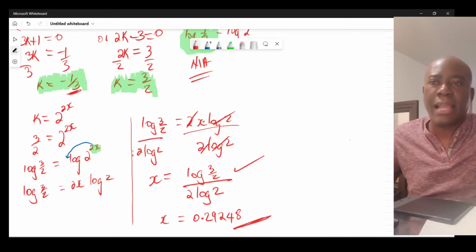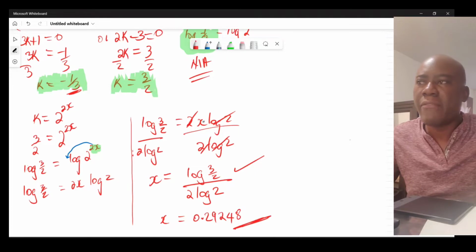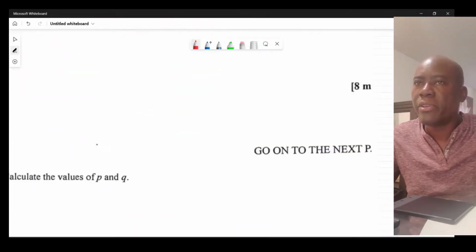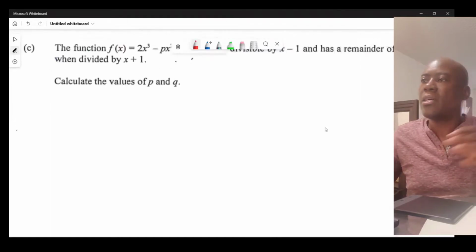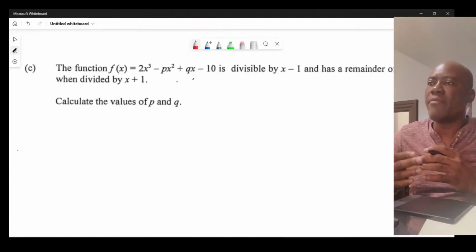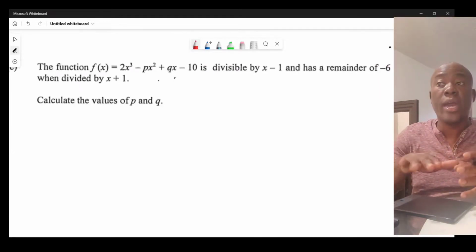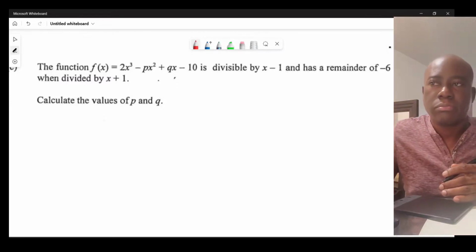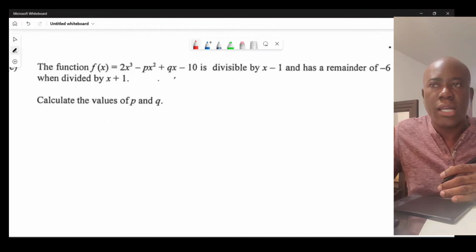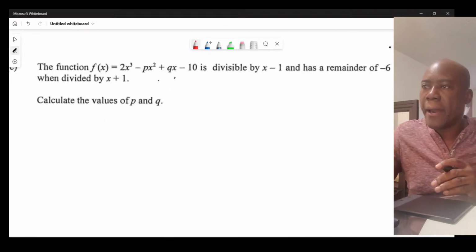All right, let's go to the last question. There's another question here that has to do with the factor theorem. So here it goes. My question says that the function f of x is equal to 2x to the third minus px squared plus qx minus 10 is divisible by x minus 1 and has a remainder of negative 6 when it's divided by x plus 1.